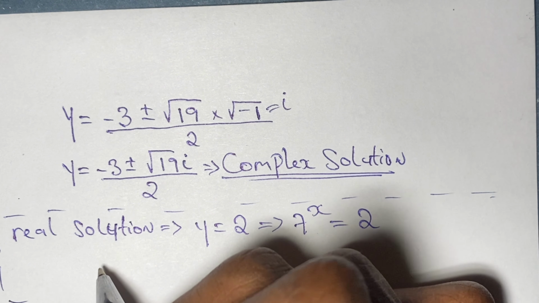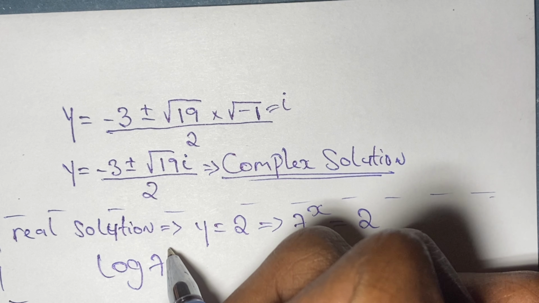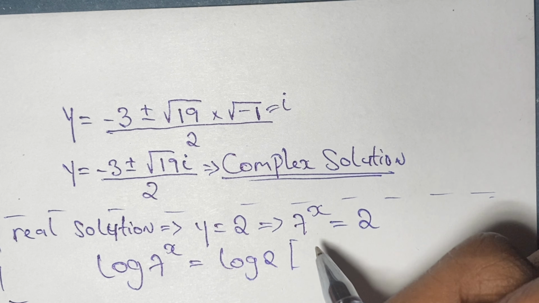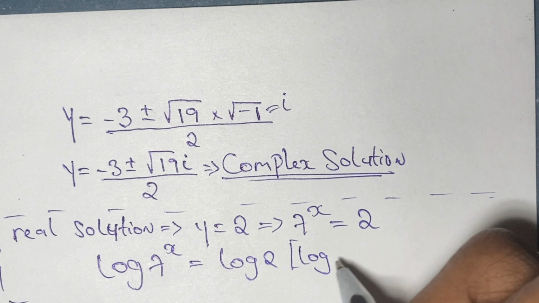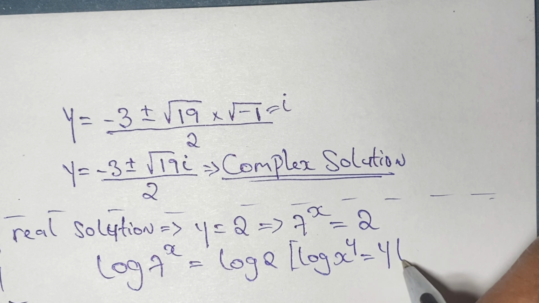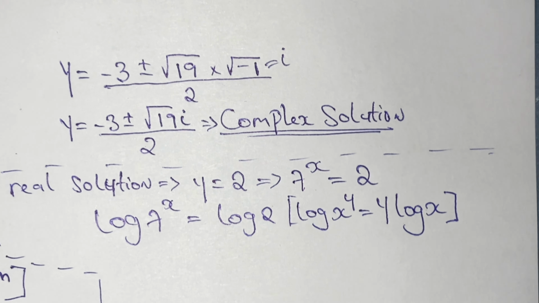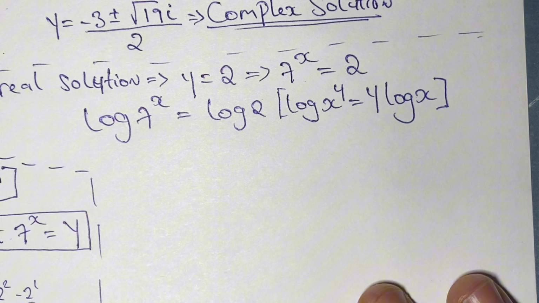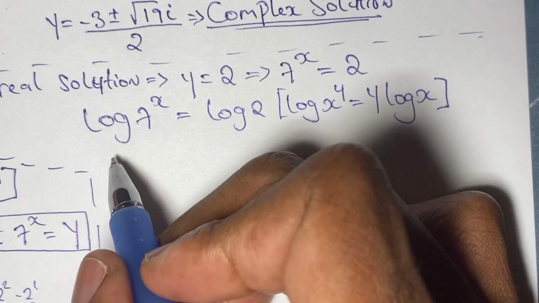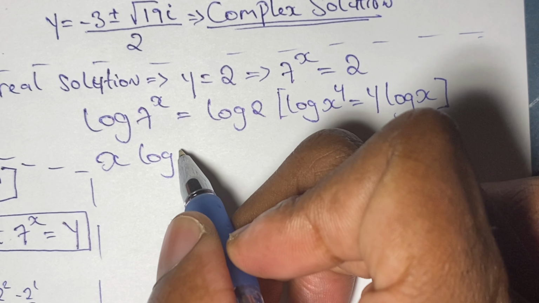And now from here, to solve for x, we take the log, so we'll be using logarithms to solve for x. So we say log 7 to the power of x is equal to log 2. And from here we have a logarithm rule that says that log x to the power of y is equal to y log x. Now, using our rule, we'll simplify our equation. So we'll have x log 7 is equal to log 2.